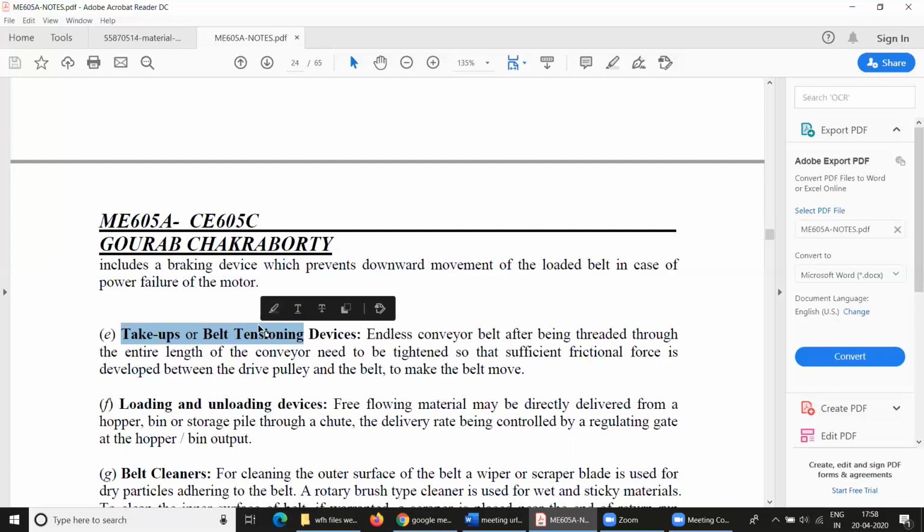Counterweight, that is the take-up unit. It is also termed as belt tensioning device. In screw type take-up, let me define that. The bearing blocks for the tail end pulley are located in guideways so that these may be moved by rotating two screws, and when the belt tension needs to be increased, only screw tightening will increase the belt tension.